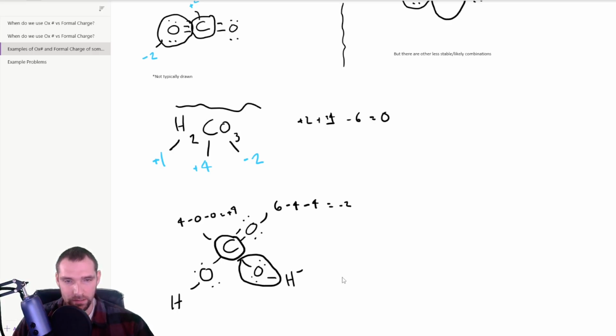Then this hydrogen, I'm not sure why that has that right there. This hydrogen should normally have 1, and then there's 0 unbound and 0 in the bonds that it's getting. So this is +1. So this is just kind of proving that right there, but this isn't typically drawn.